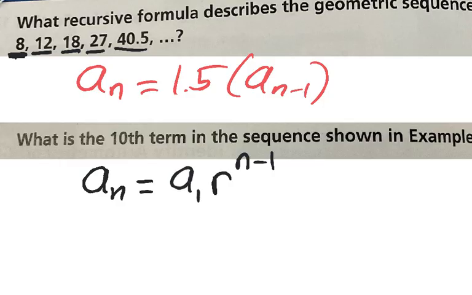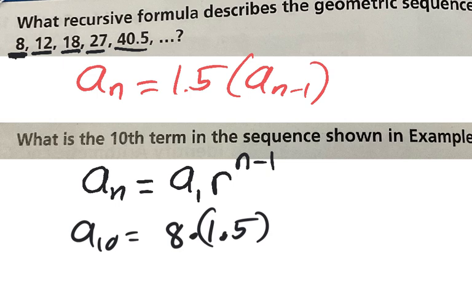So, for us to find the 10th term, I'm looking for the 10th term. It's going to be the first term, 8, times r, which is 1.5, raised to the 10 minus 1, which I'm just going to go ahead and write 9. You okay with that? So in my calculator, I can put in 8 times 1.5 to the 9th. Does this start to look a little familiar? A times b to the, essentially, a times b to the x, right? That exponential we've been looking for.